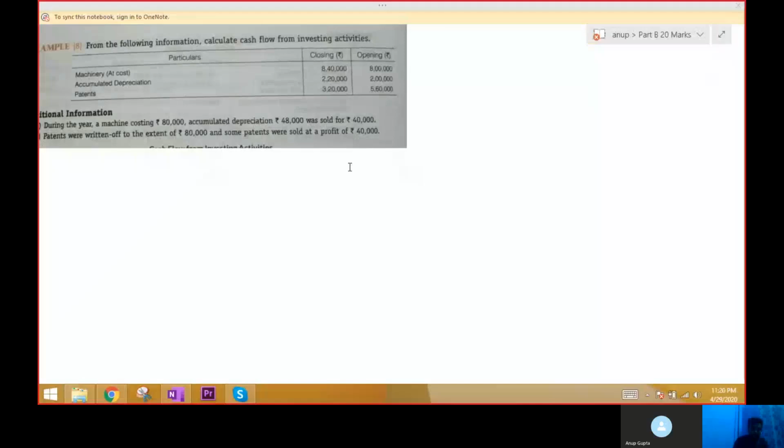Solve a question of cash flow from investing activity, whereby the focus will be on adjustment of fixed assets. In the question, two fixed assets are given. One is machinery and another one is patent.